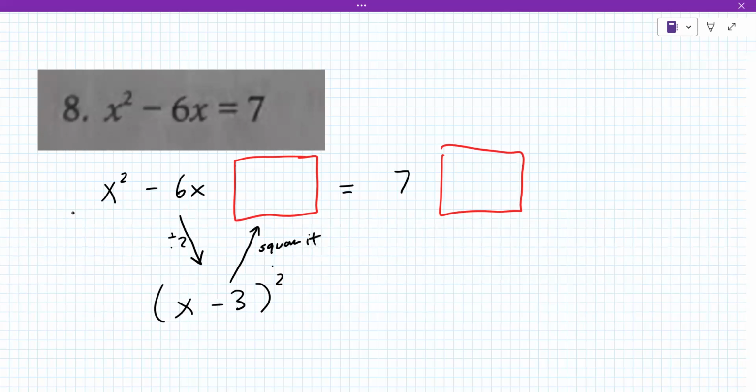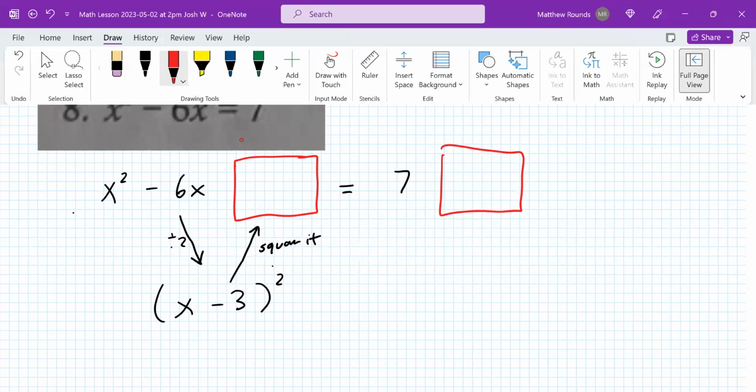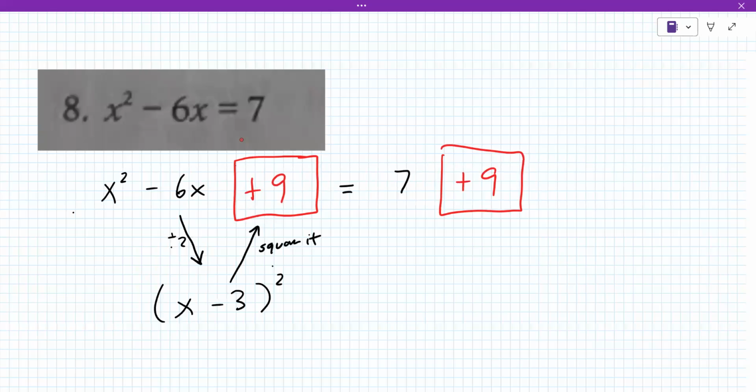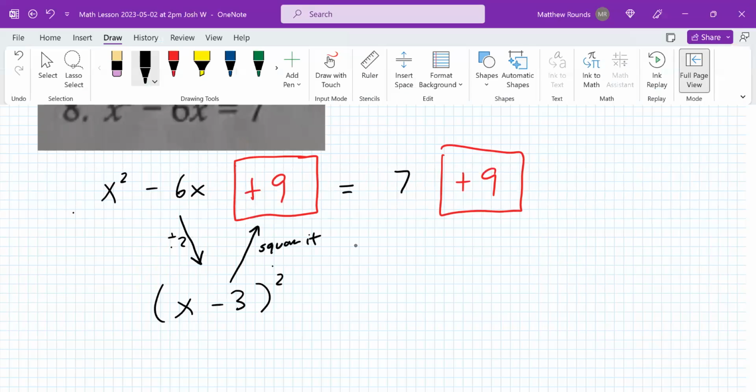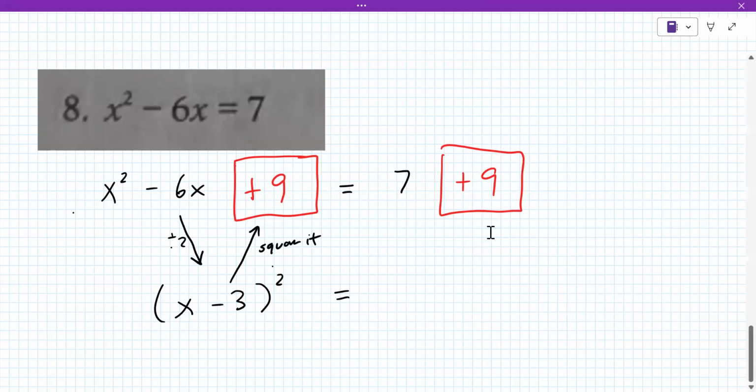What is -3 squared? That would be 9. So that's what goes in the boxes here, +9, +9. Now on the right, we can add these numbers. Let me know when you get caught up to here and give me the result.